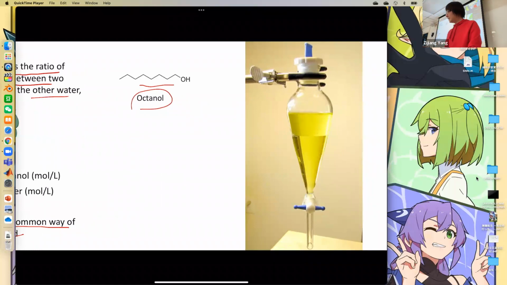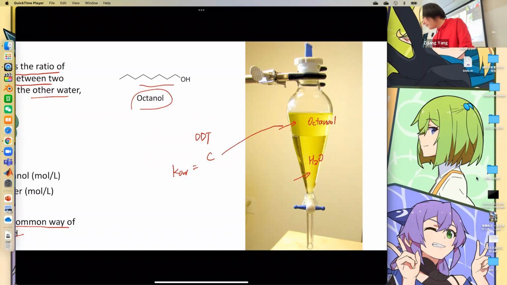Yes. So let's just have two examples. The first example, let's say DDT. Let's say this is water and this is octanol. The DDT will have a concentration in the water, and DDT will also have some concentration in the octanol phase. So in this case, the KOW equals the concentration of DDT in here divided by the concentration of DDT in here. So this is the concentration inside these two phases.